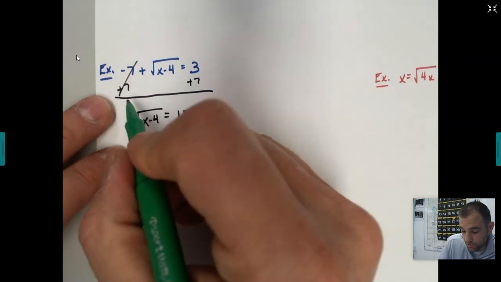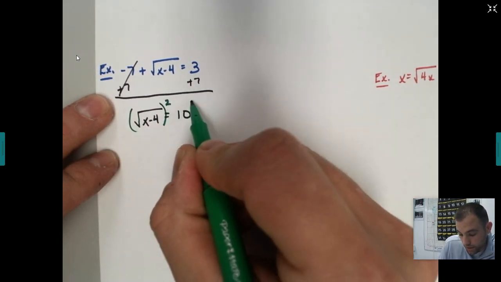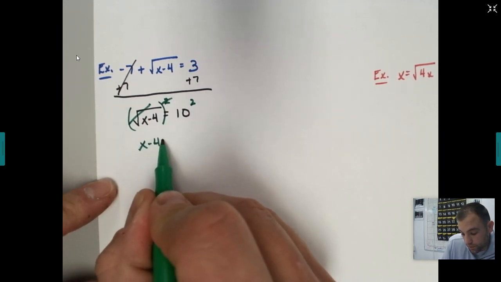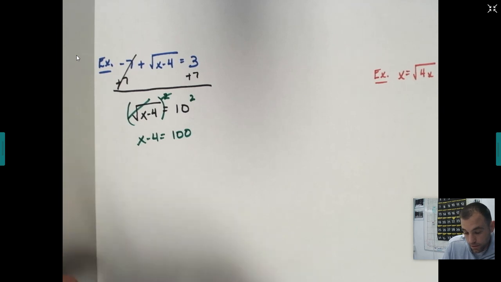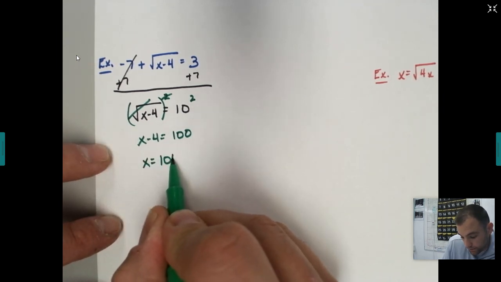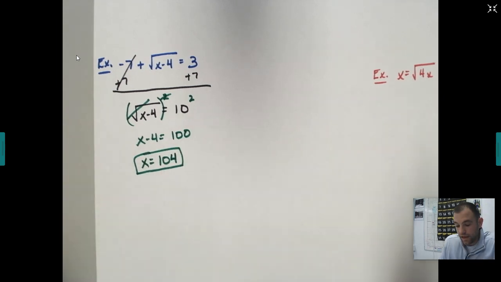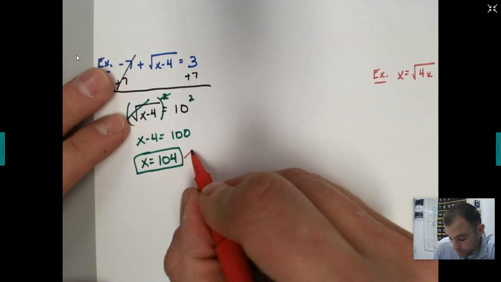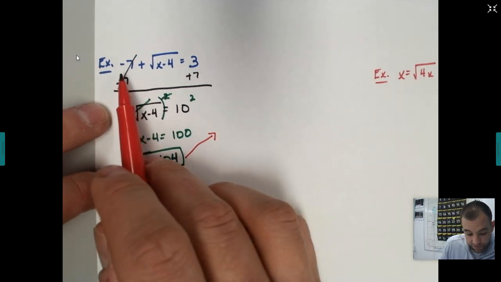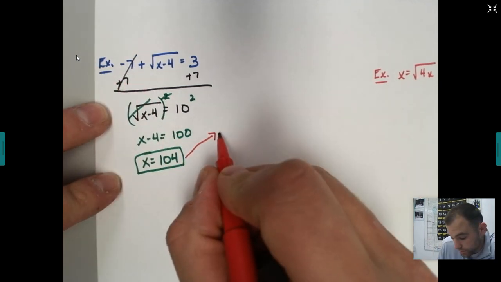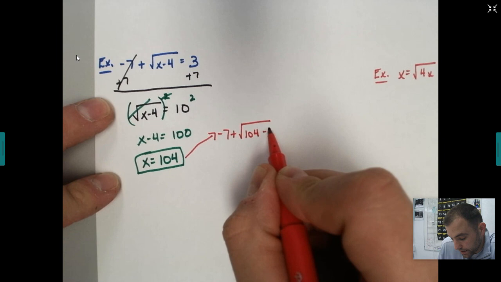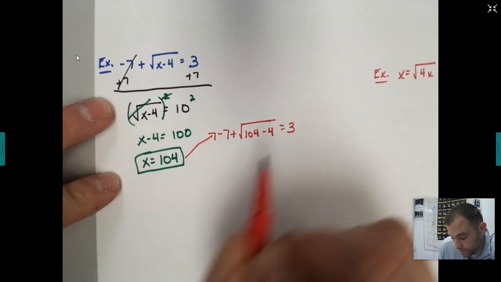The square root's by itself. So I'm going to square it, and I'm going to square the 10. Cancel, cancel. X minus 4 equals 100. I would add 4. X equals 104. So x equals 104 is the answer that I got. Again, doesn't mean it's going to work. That's just what I think it is. So I have to check it. I have to take that 104 and plug it back in here. So negative 7 plus the square root of 104 minus 4 equals 3. And I need to check this thing.